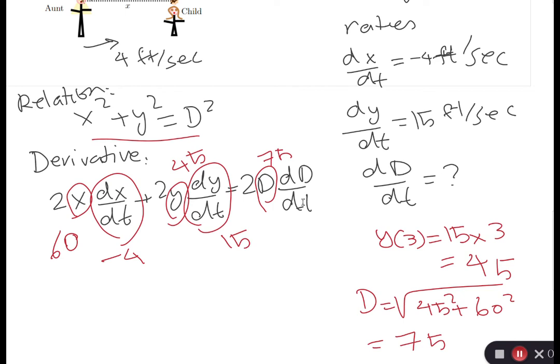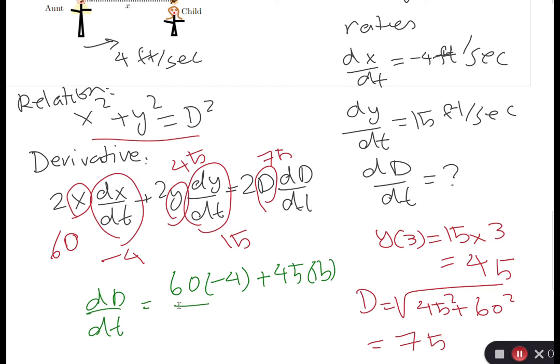Now solve for dd/dt, because all the other variables are given. dd/dt is going to be 60 times negative 4 plus 45 times 15, divided by 75, and that's 5.8 feet per second. This was part A. Now let's do part B.